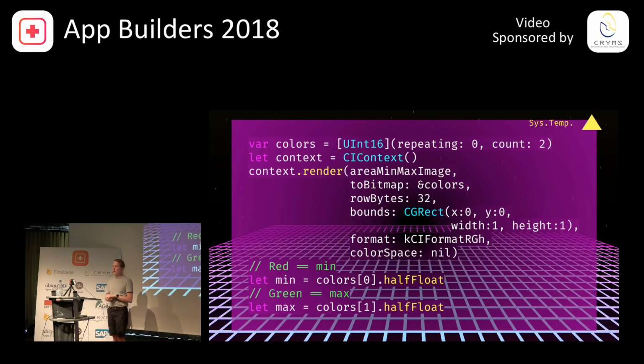So we take the output of that filter and we render it to an array using a CIContext. We notice how the format is kCIFormatRGh. It means that it contains two values for each pixel, and we only have one pixel, and both of them are half-floats. The first value is red, and it means the minimum value, and the second one is green, and it means the maximum value. Once again, our half-float implementation comes in handy.